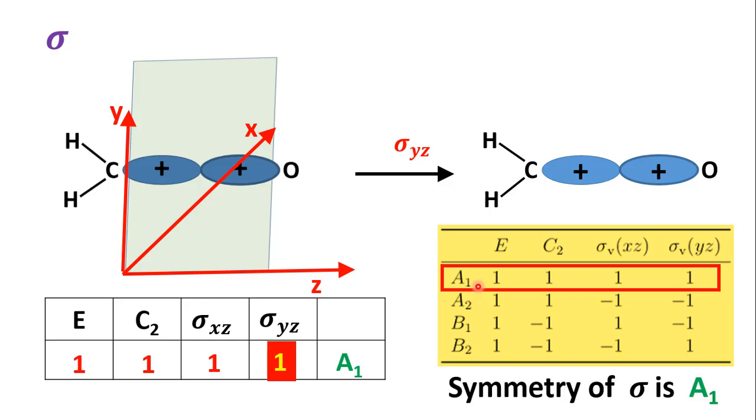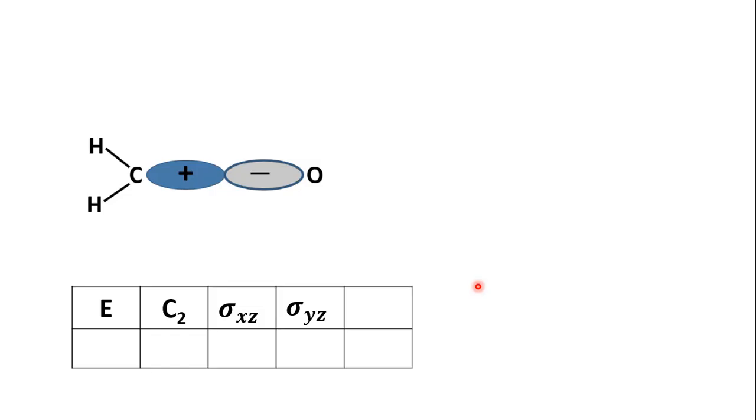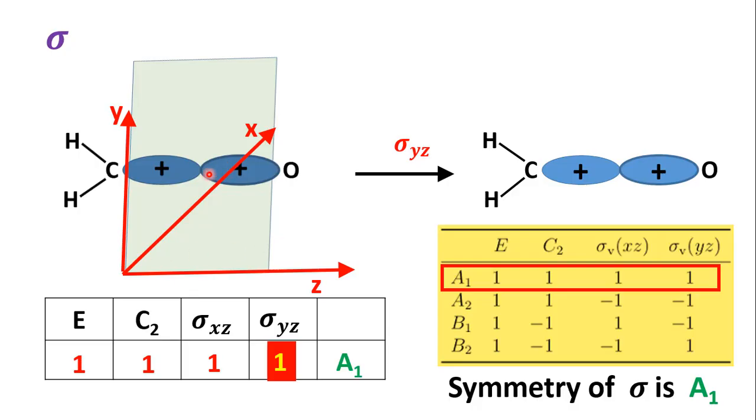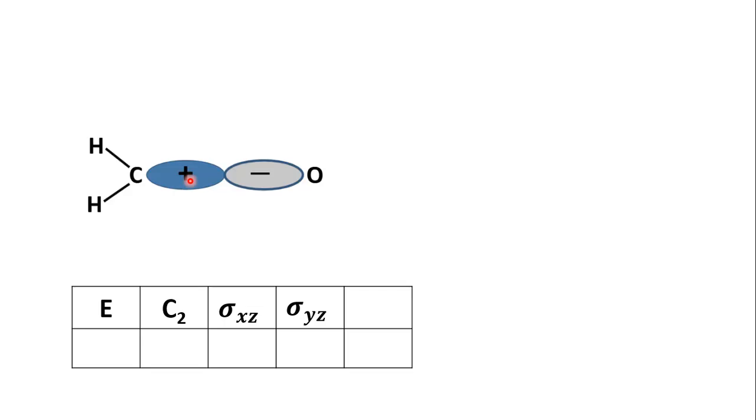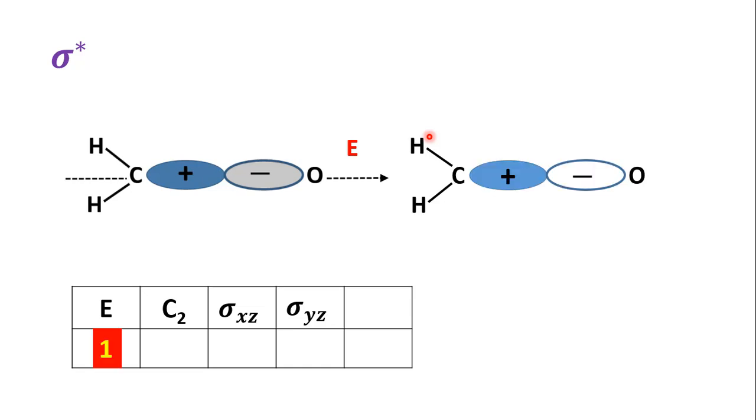Next we go to the sigma star molecular orbital. What we see is, in the case of the sigma molecular orbital, both the signs are plus, whereas in the case of the sigma star molecular orbital, one lobe carries a plus sign, the other lobe carries a minus sign. Now we apply all the four symmetry operations to the sigma star molecular orbital. First we apply the identity operation of doing nothing. The signs are retained and we get 1.